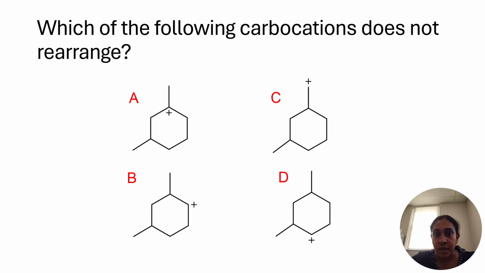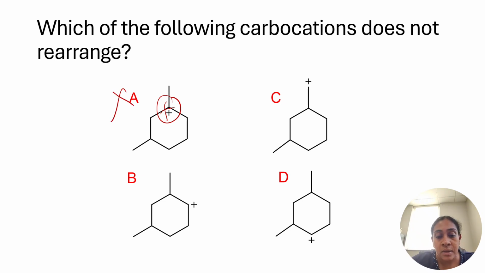For our final question, determine which of these carbocations does not rearrange. The best approach is to look at each carbocation and ask whether a 1,2-hydride shift or 1,2-alkyl shift could produce a more stable carbocation. Let's start with A. Structure A already has a tertiary carbocation. A simple neighboring shift would not produce a more stable carbocation. Therefore, there's no strong driving force for rearrangement. So the carbocation in A is not going to rearrange.